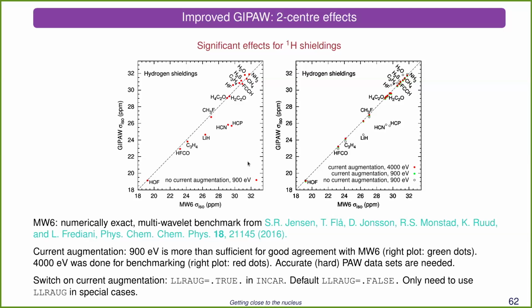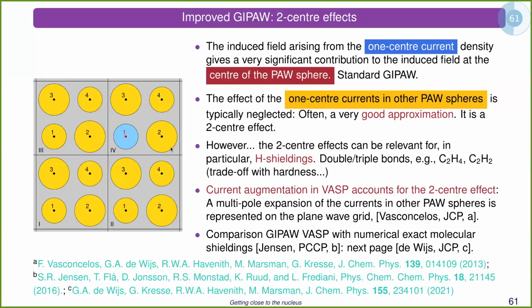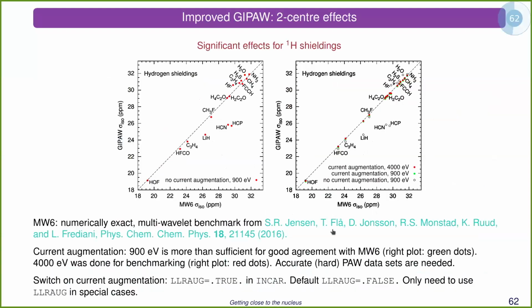If you switch on this effect, so also account for what happens in the others, then not accounting for it is the open circles. Accounting for it is the red and the green spots. You restore very, very good agreement with these two-center effects.